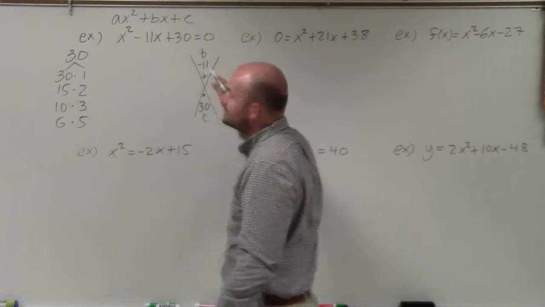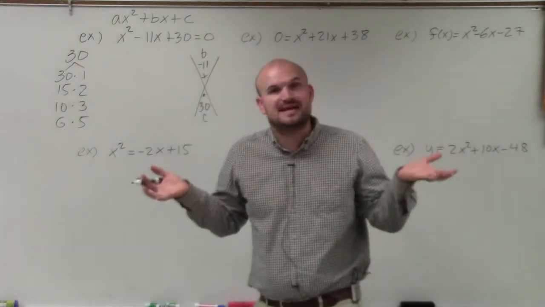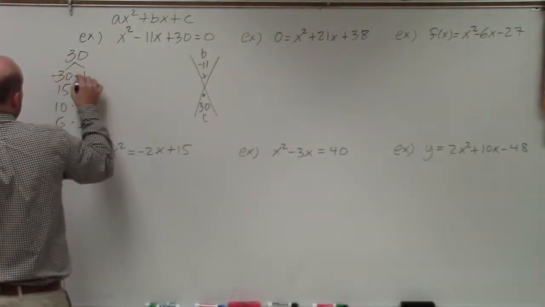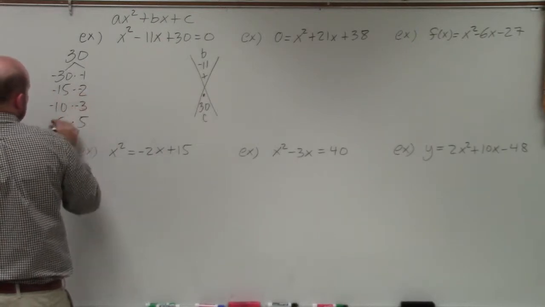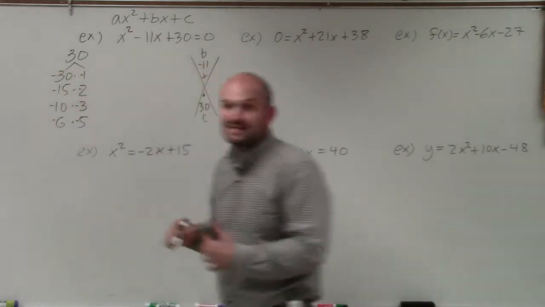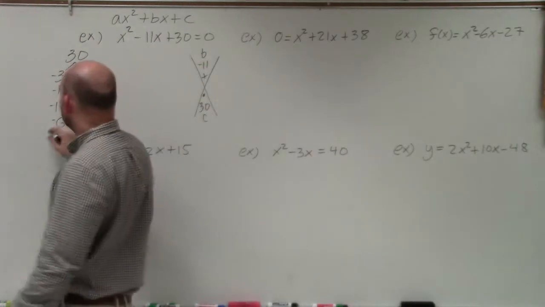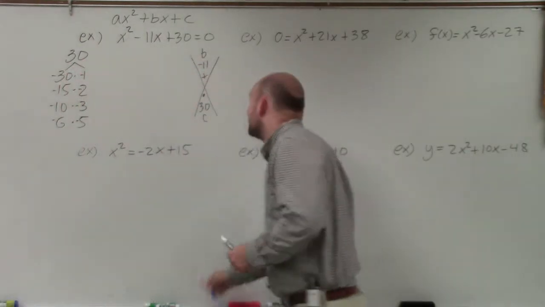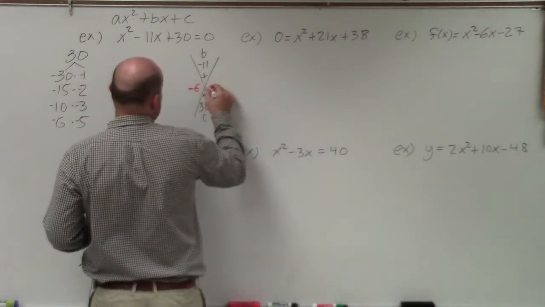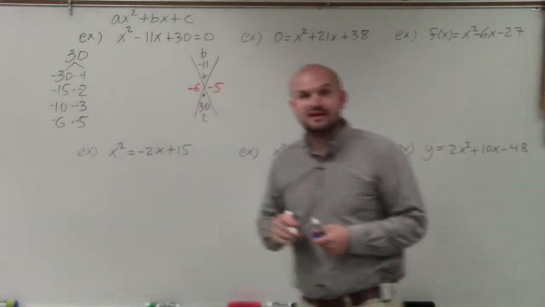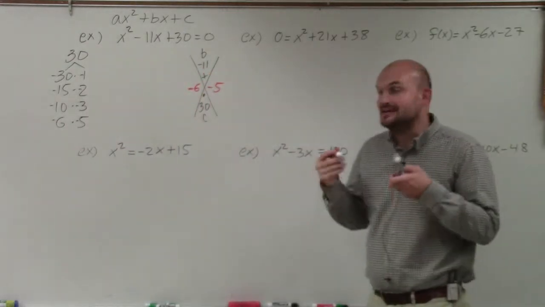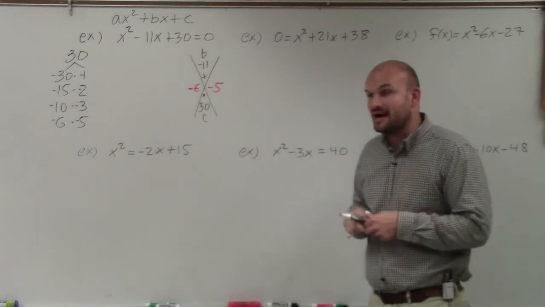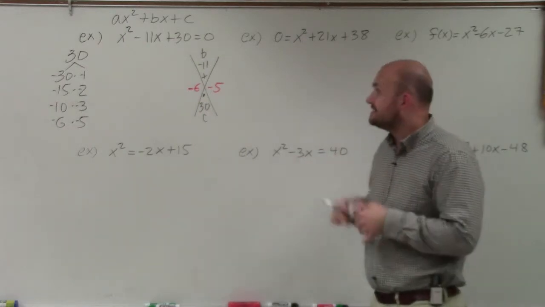Since they have to add to give you negative, we know that two positive numbers can't equal negative. So we have to look for which of these two factors, since they're going to be negative, add to give us negative 11. And those two values are negative 6 and negative 5. So I'm going to write negative 6 and negative 5 right there. Now I can rewrite my product as two binomials set equal to 0.